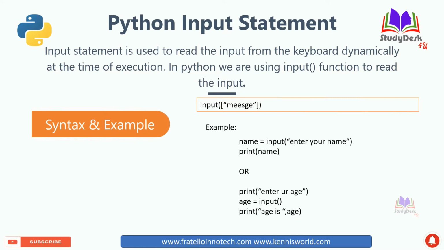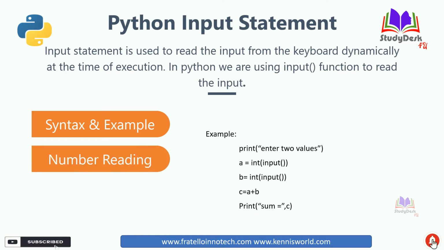So here, if I mention name equal to input of enter your name, it is asking the user to enter some name. Now whatever he enters from the keyboard is going to be stored in name. And that is again printed on the console by using print name. Likewise, print enter your race, is equal to input. The same way we are going to be printing.